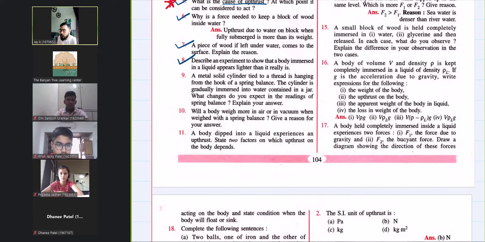A metal solid cylinder tied to a thread is hanging from a hook of a spring balance. The cylinder is gradually immersed into water contained in a jar. What changes do you expect in the readings of the spring balance? Explain your answer. ये अभी हमने डिस्कस किया है. Krish, I would like you to try this.